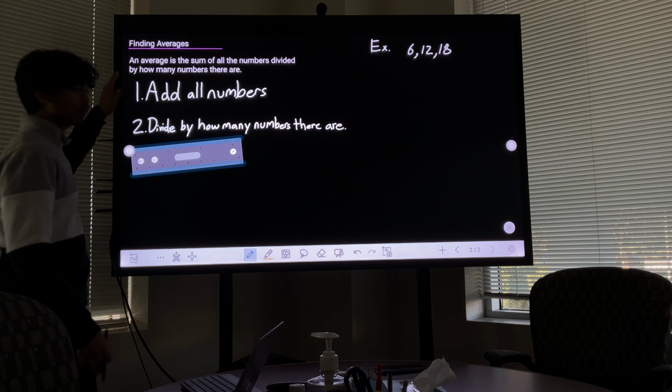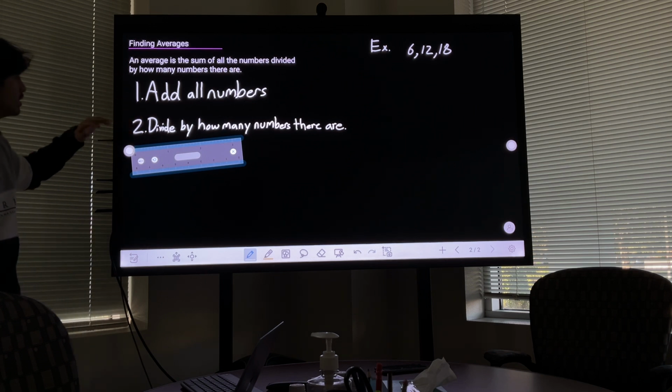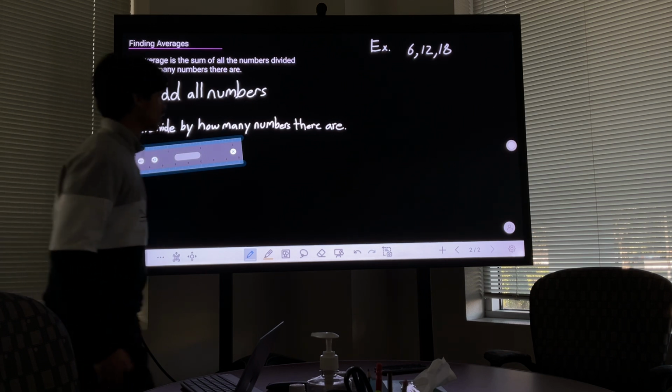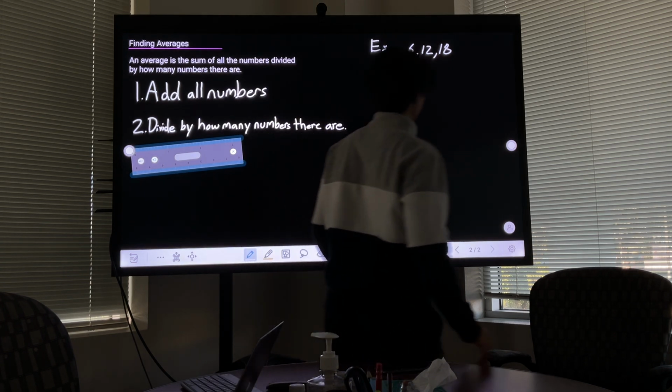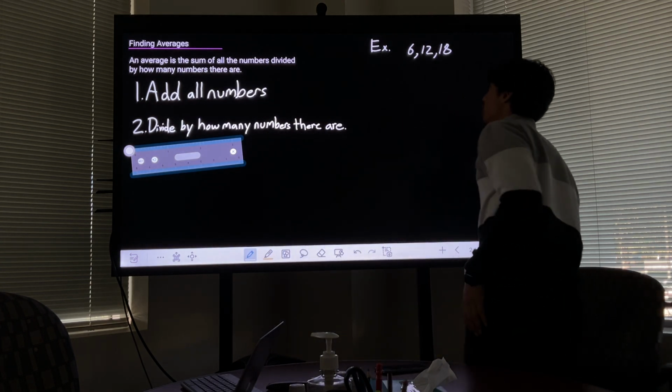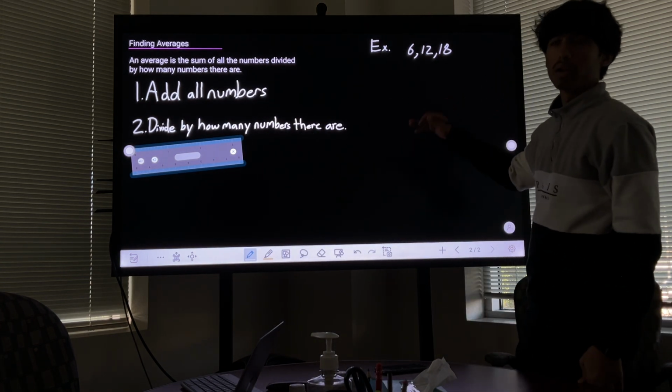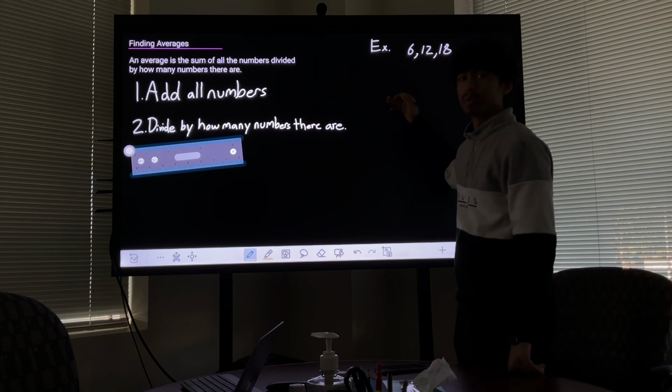5.625. I'll put some notes on the board. So add all numbers and divide by how many numbers there are. Use those notes for the example problem I have up here. Pause the video, figure it out, and when you have the answer, resume the video.